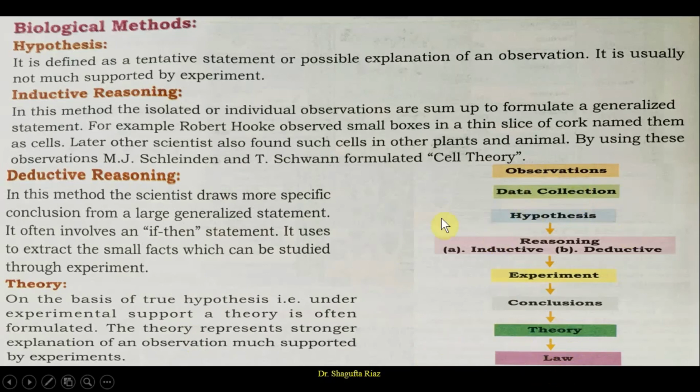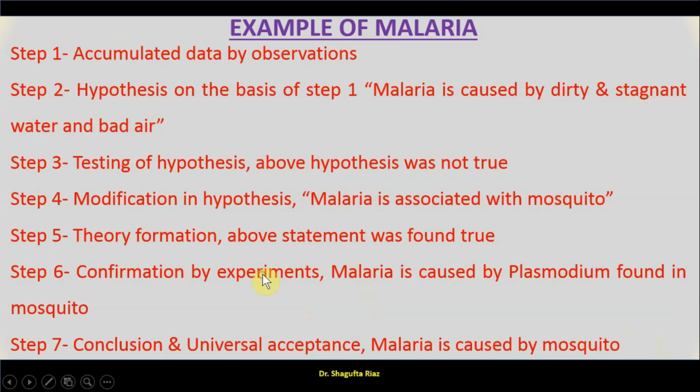So this is the biological method, or the steps of the biological method. First, the scientists take observations, then they collect the data to make their hypothesis, and after making their hypothesis, they give reasoning. It can be inductive or deductive, and then with the help of experiments they conclude their hypothesis and make a theory. And after different experiments and tests by different scientists, this theory can be accepted as a law worldwide, right?